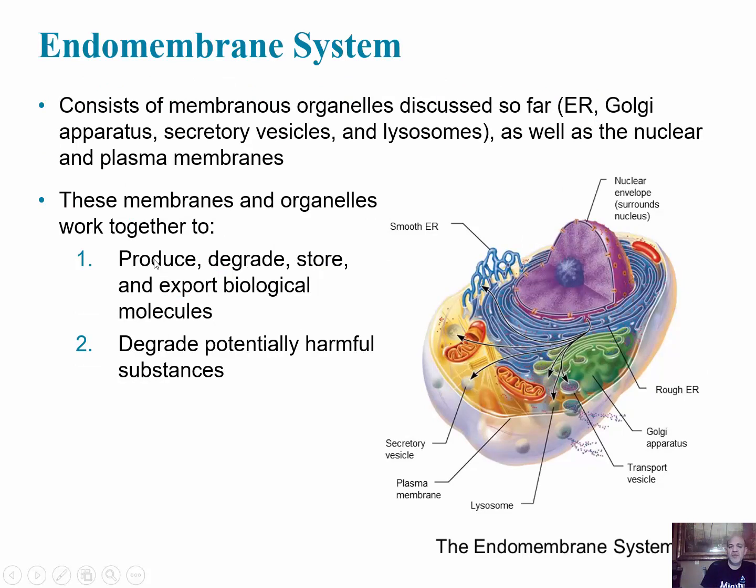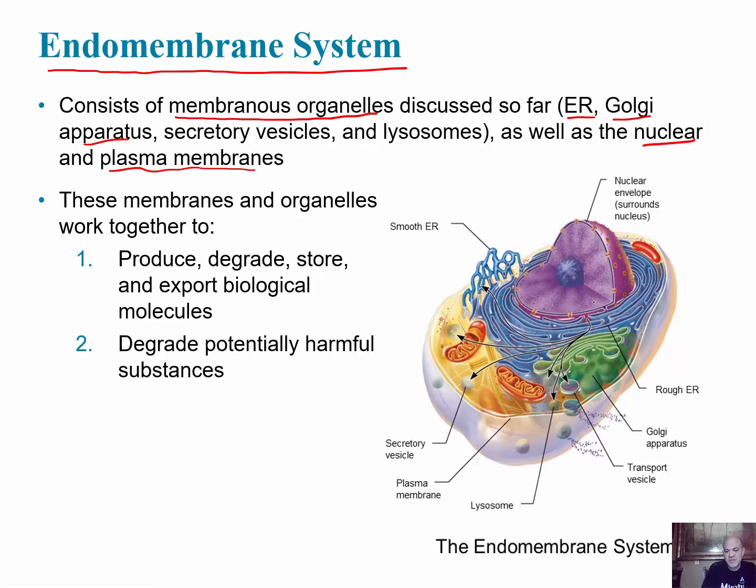Then overall, we've described some of these membrane organelles that are referred to as the endomembrane system. This consists of those membranous organelles that we've discussed all together so far, with the exception of mitochondria. Mitochondria are not part of the endomembrane system. They have a separate origin. So these include the endoplasmic reticula, the Golgi apparatus, those vesicles, lysosomes, and even the nuclear and the plasma membranes.